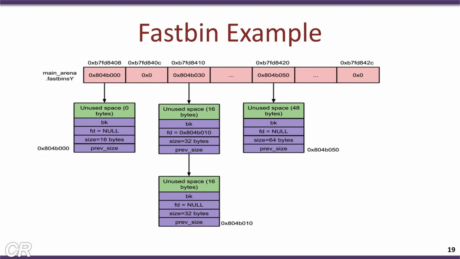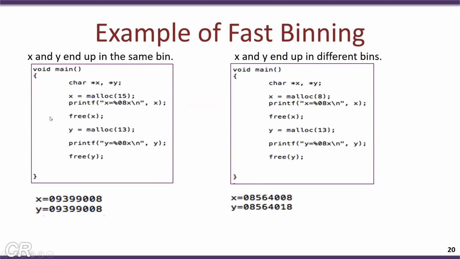So you see that if your memory allocation is very small and it happens to be in the fast bin, then malloc works very quickly. All that is required is just to find the offset in the fast bin, pick out the first memory chunk that is present, and do a small linked list operation. So in this example, what we do is we malloc x, which is of 15 bytes, then print the value of x and then free x. Then we malloc y, which is of 13 bytes, print y and free y.